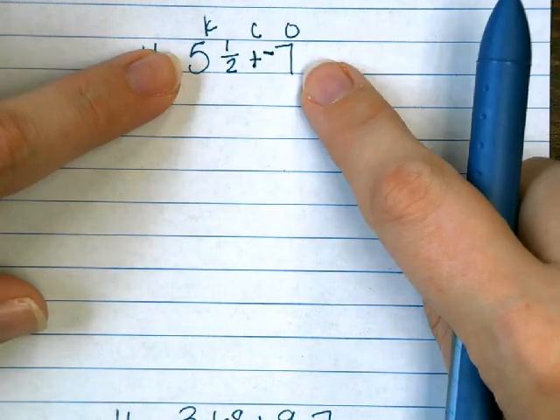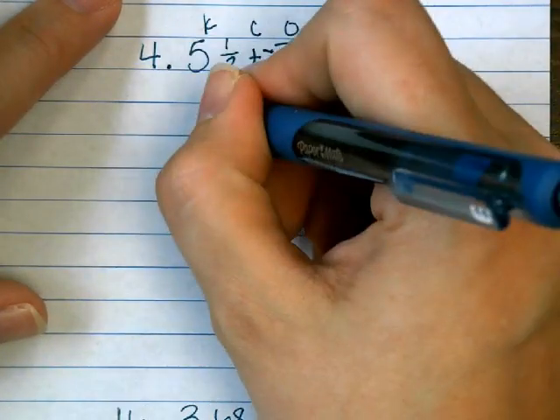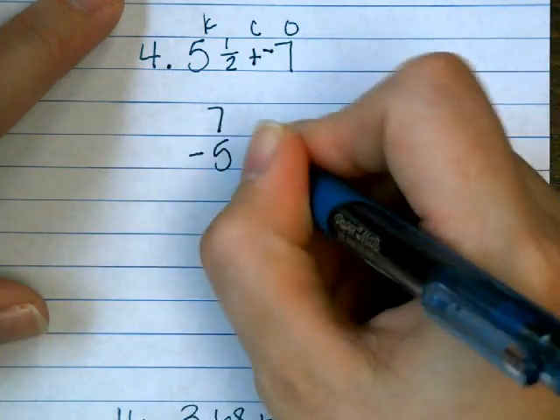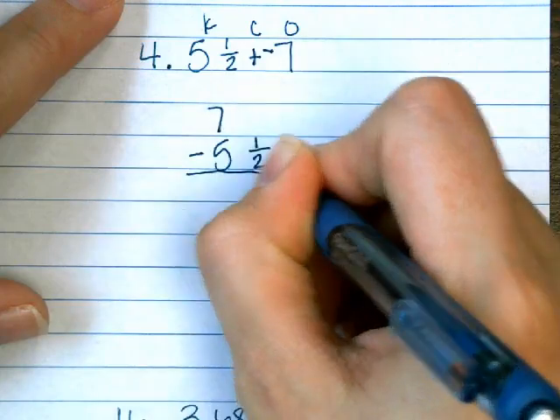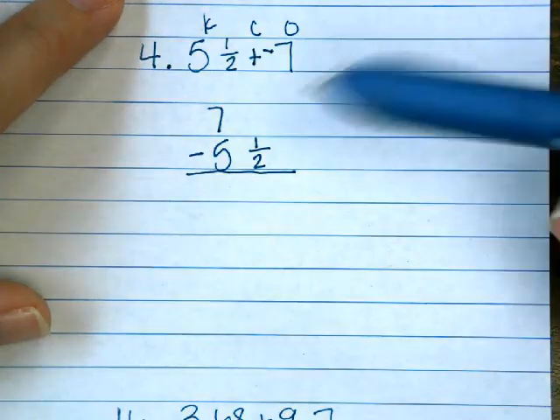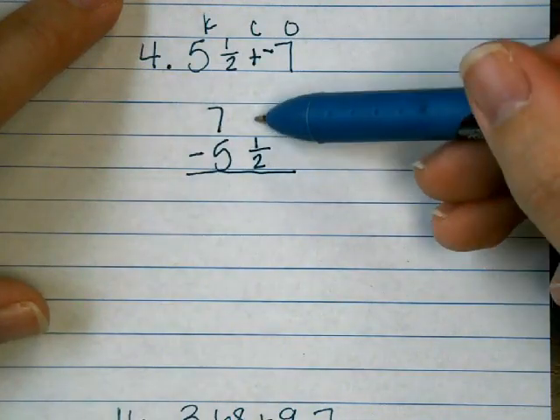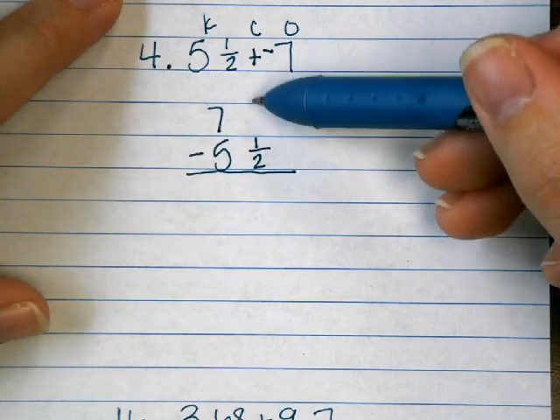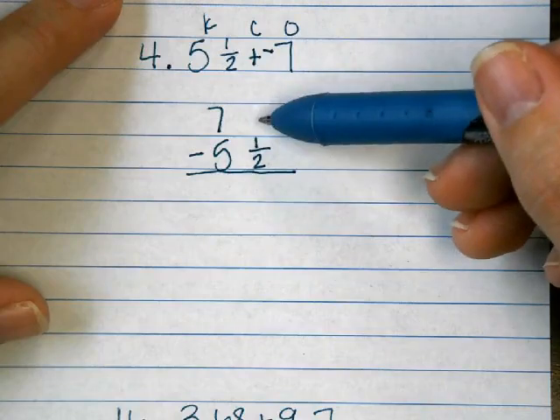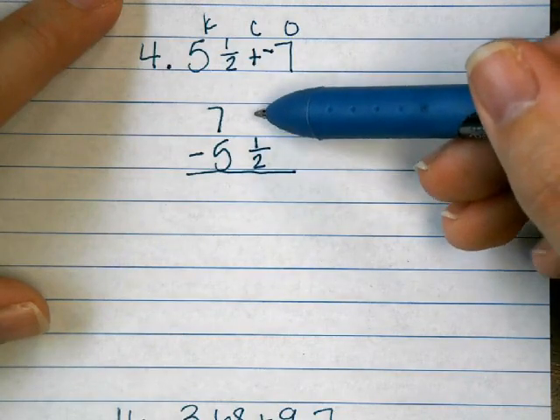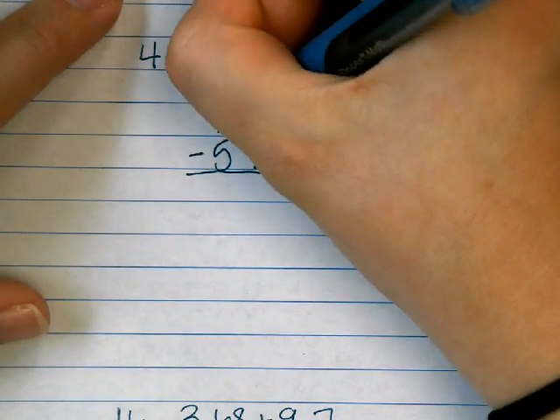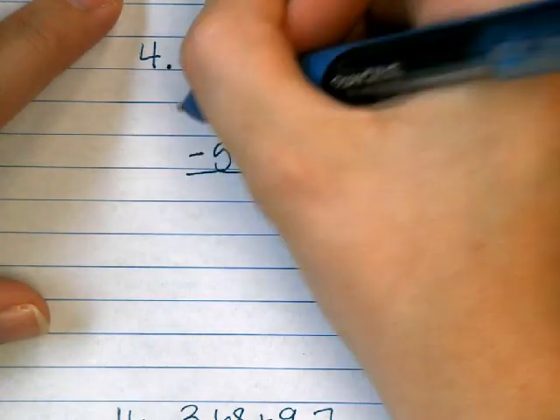7 is bigger, so when I subtract, I'm going to put 7 on top, and then minus 5 1/2. 7 doesn't have a fraction here to subtract from 1/2. So basically think of it almost like there's 0 here. I cannot take 0 minus 1/2, so I need to borrow. So 7 now becomes a 6.